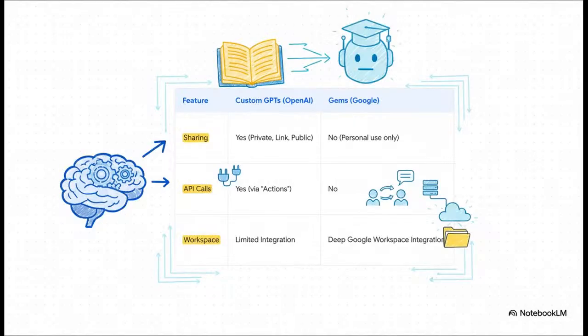This table gives a really great snapshot of the current landscape. When you're picking a platform, there are some key differences to know. OpenAI's custom GPTs are highly shareable, and you can even connect them to other software using API calls, which is super powerful. Google's GEMs, on the other hand, are currently just for your personal use, but their superpower is how deeply they connect with tools like Google Docs and Gmail.